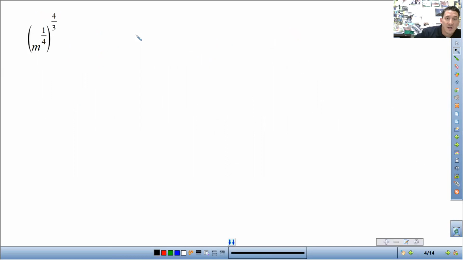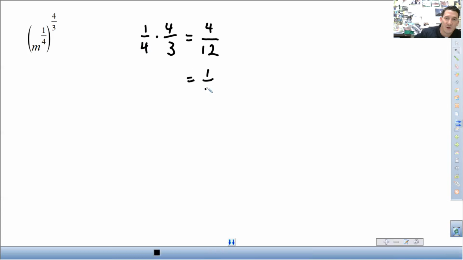Multiplying fractions. So here, if you remember multiplying fractions, you just multiply straight across. Power of a power, you multiply the powers, multiply straight across. 1 times 4 is 4. 4 times 3 is 12. And then 4 over 12 reduces to 1 over 3. I guess the shortcut would have been to cancel out the 4s here and then multiply. You get 1 over 3. Oh, well. So this is just m to the 1/3.